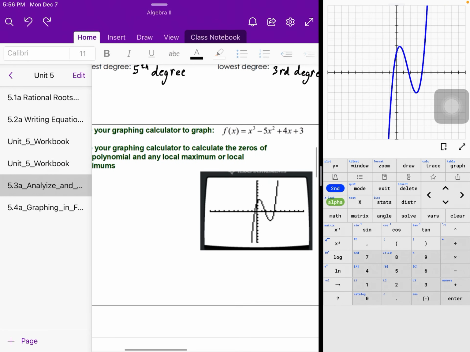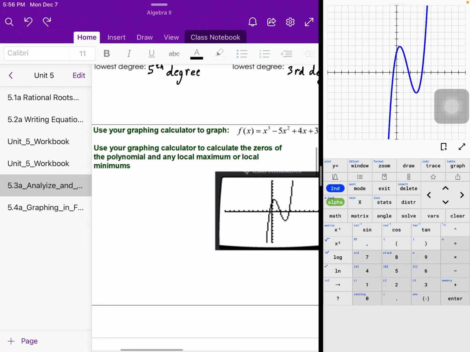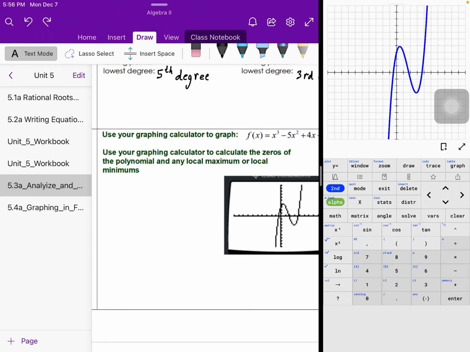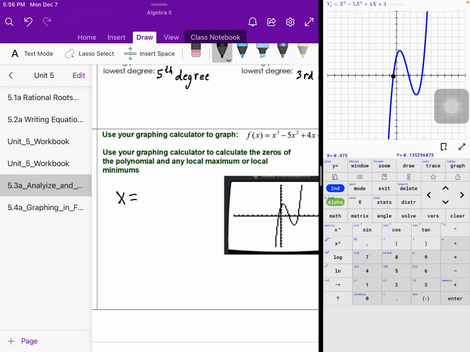So use your graphing calculator to calculate the zeros of the polynomial and any local maximums or local minimums. So let's say x-intercepts, which are the zeros. Now you could just say x equals because the answers here are pretty nice. It looks like if we poke the graph here, we do go right through, it looks like it's at -0.5 or -1/2. And then another one here that we're going to just estimate. Looks like it's 1.8, right about there.